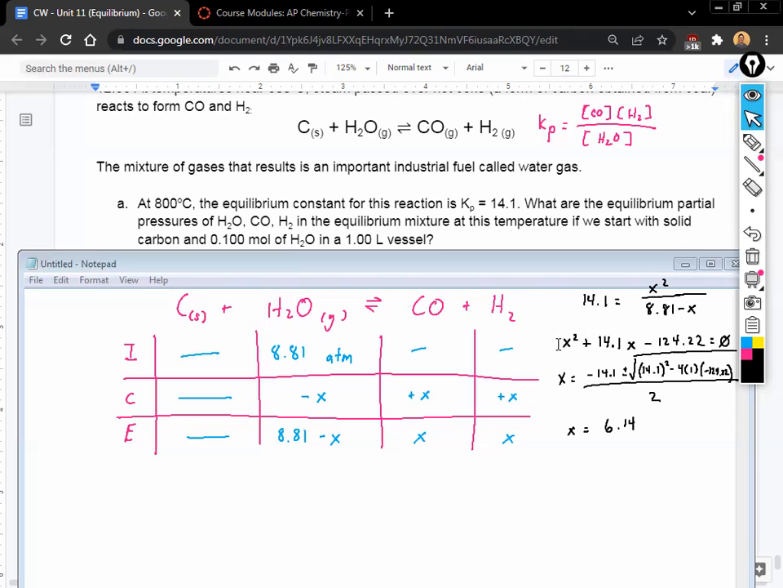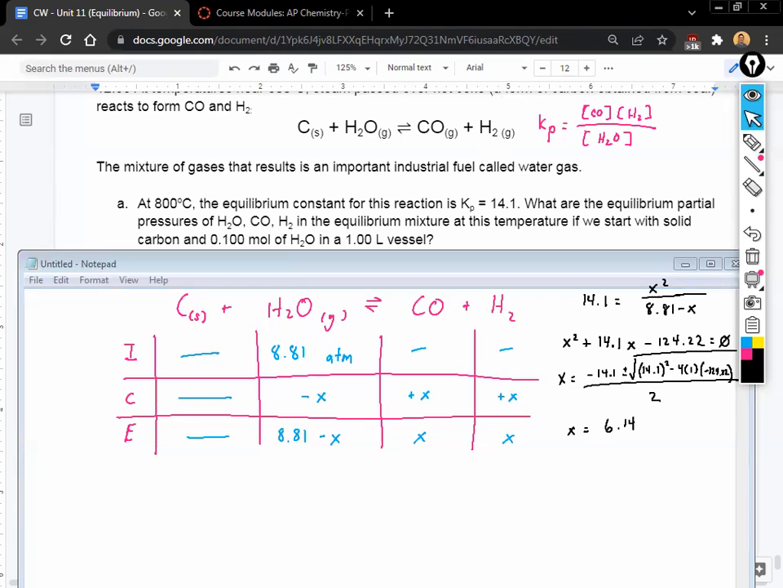Again, if at any point you have a question, let me know. And then we plug that into a quadratic. I'm not going to read that, but you get that. Make sure to use the Pop Goes the Weasel song. It'll help you remember. And then that should give you an answer of 6.14, with the other answer being a negative number, so we can't use that.